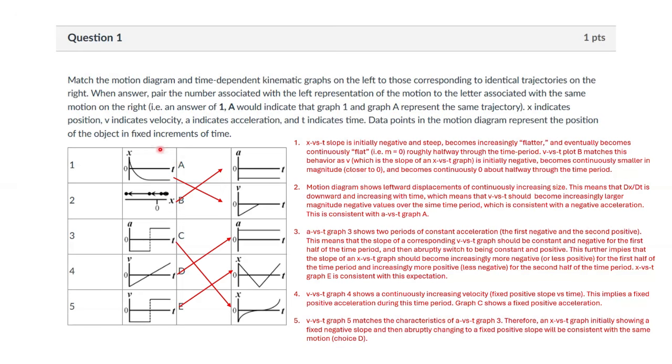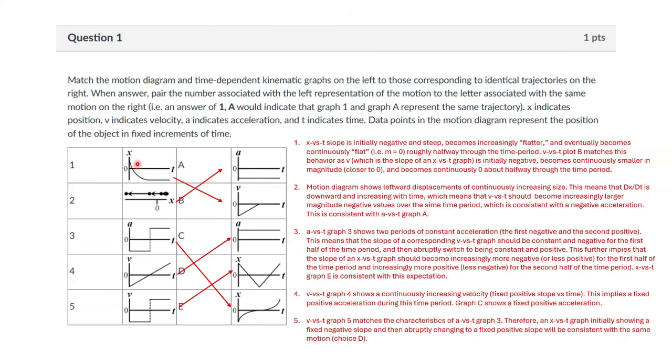So the idea was a matching game where you have 5 graphs on the left, one of them being a motion diagram, and the question is which of the 5 kinematic graphs on the right show the exact same motion, just plotted differently. We'll do this one by one. In graph 1, you have a graph of position versus time, and it has a curved shape to it and eventually becomes flat and constant, meaning it has an unchanging position from this point forward. Unchanging position means velocity should be 0 in this time period.